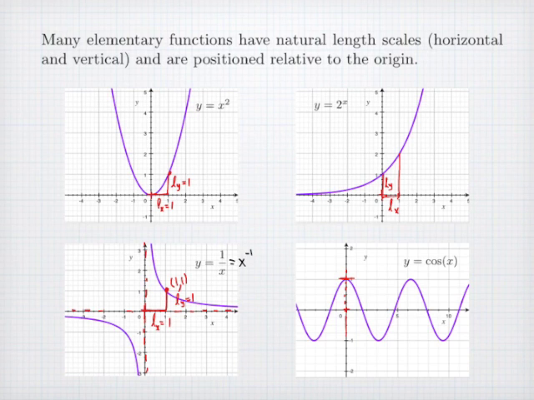And if I want to know a length scale, I want to see where that peak happens again. So here it is at 2 pi. So this gives me a horizontal length scale of 2 pi and a vertical length scale corresponding to the amplitude of 1.